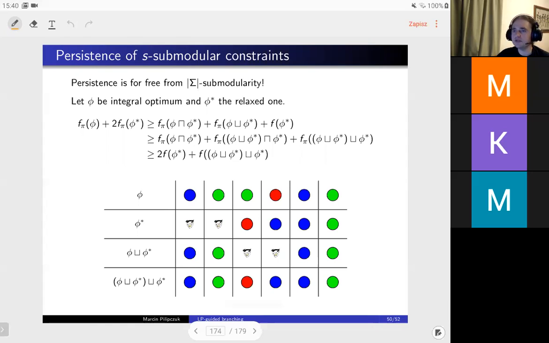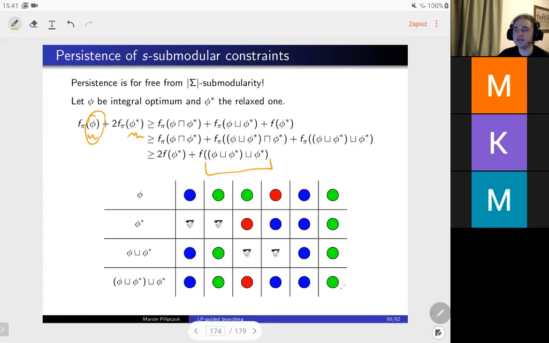But the magic thing is that with persistence, if you have got submodular, then you also for free get the persistence, because I can actually quite easily prove. This is the proof. I'm not going to go over it in detail. If you have got a fractional solution, and you have got the integral solution, then you can use persistence to show that you can replace the integral solution with the integral solution hit twice with the union with the fractional solution.